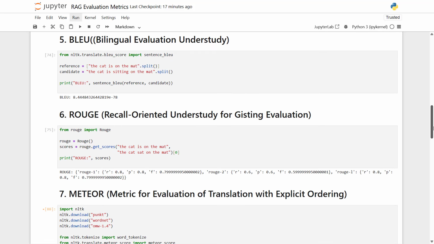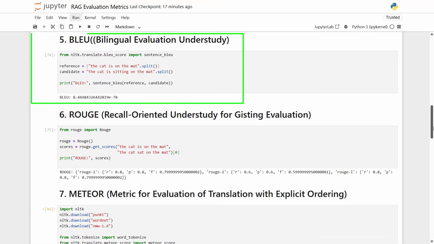The code for BLEU compares a generated sentence to a reference sentence. BLEU measures n-gram overlap. For example, 1-gram words, 2-gram pairs, etc. Higher scores indicate the generated text is closer to the reference. The code uses NLTK's built-in BLEU function for simplicity.